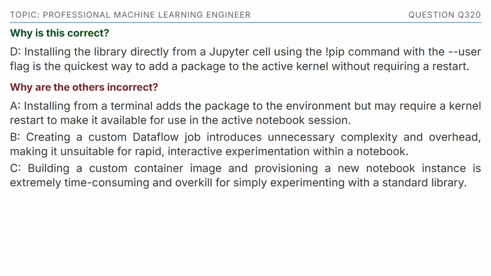Why is this correct? D. Installing the library directly from a Jupyter cell using the pip command with the user flag is the quickest way to add a package to the active kernel without requiring a restart.